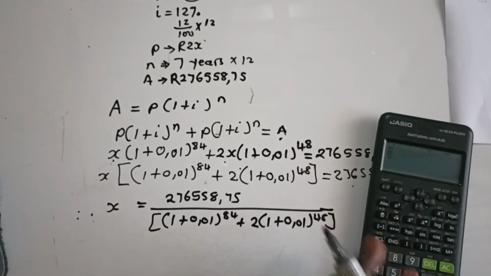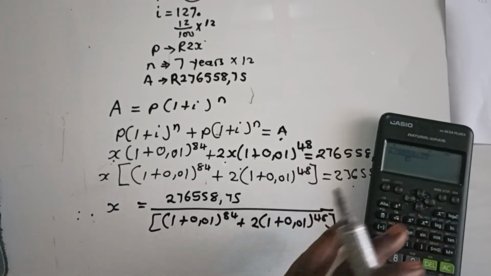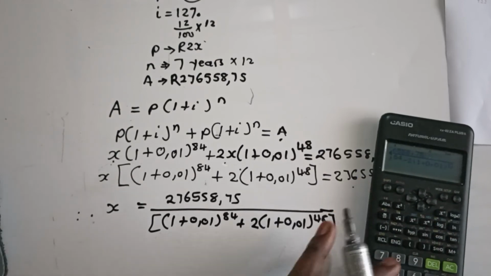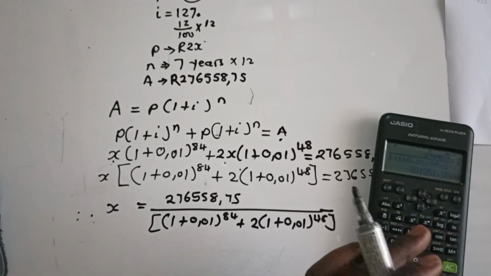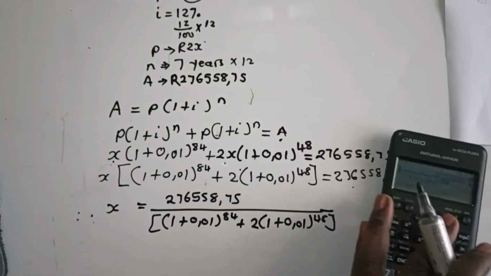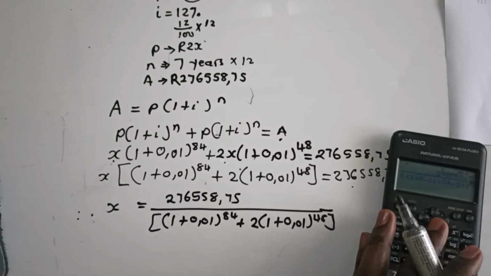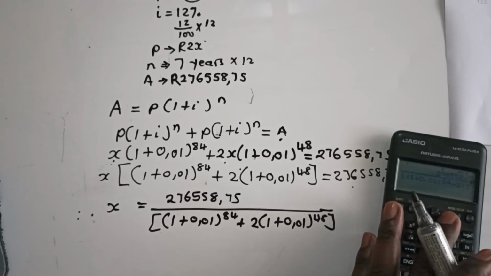Then here is 276,558.75. Everything has to be divided by double brackets: 1 plus 0.01 to the power of 84, then plus 2 into 1 plus 0.01 to the power of 48, then close brackets. You punch in your answer. You're just going to see how much money was invested. Then here, let me double check my work. 276,558.75. Then we divide it by this. It has to be plus.